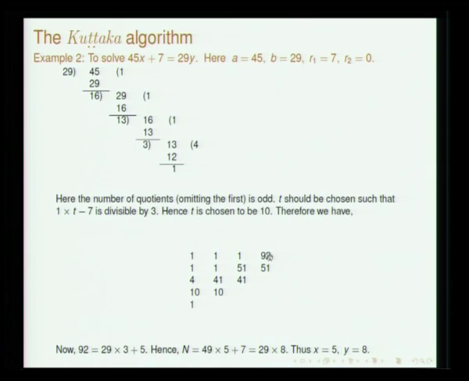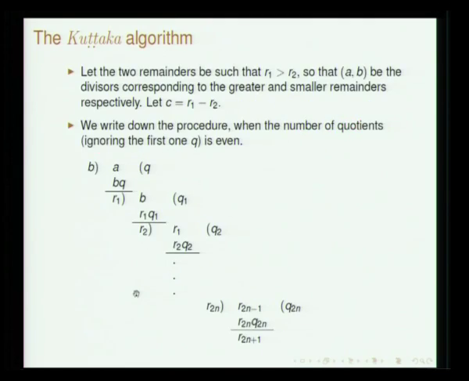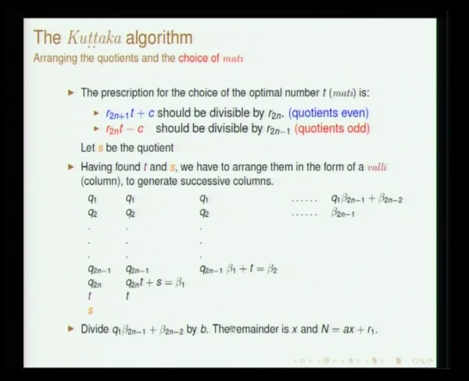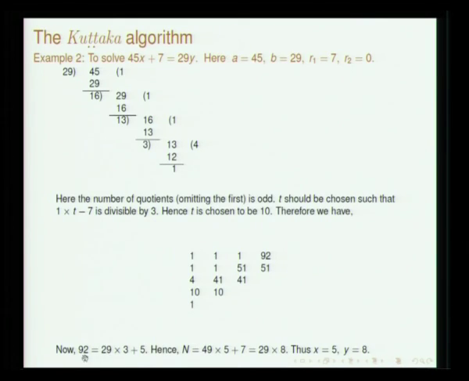Take the last number 92. If you look at the verse, he says Antyayuk Unagra Cheda Bhajite Shesham. So, Unagra Cheda Bhajite is basically dividing by Unagra Cheda. So, 92 has to be divided by 29. The quotient will be 3, is it fine?